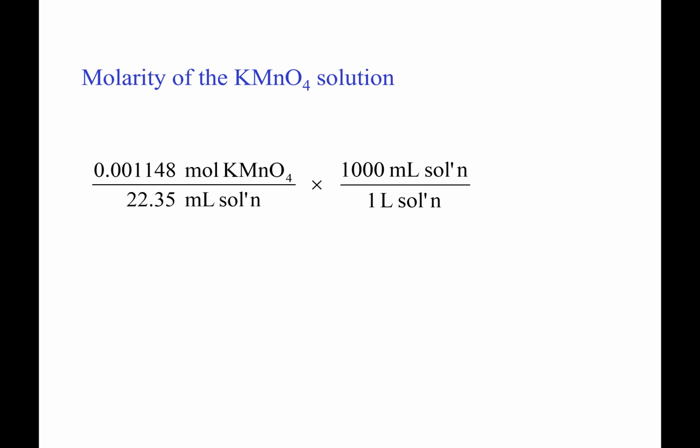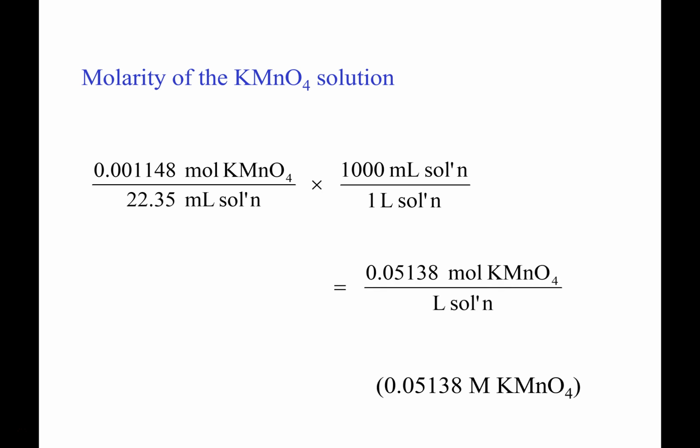RJ, how many sig figs? Would the milliliters count for sig figs? It's an exact amount, okay. Then it would be 4. Yep, he's going with 4. Me too. Yep, very good. So the number rounded to 4 sig figs, you're looking at 0.05138.